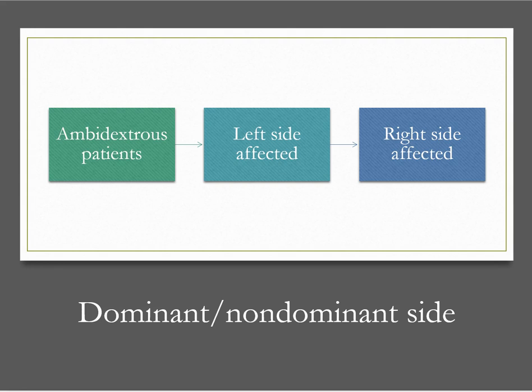So if the patient is ambidextrous, the default is dominant. Ambidextrous means that left and right could be either dominant side. If the left side is affected, the default is going to be non-dominant, and if the right side is affected, the default is dominant.